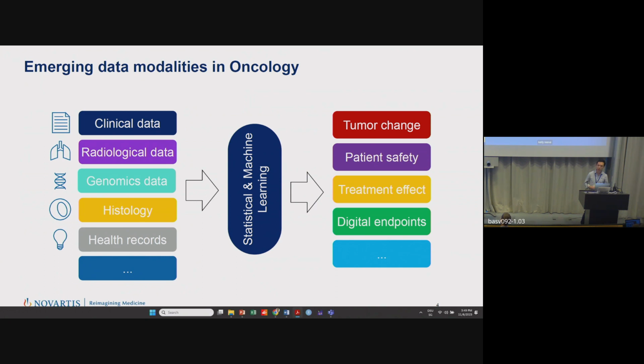Primarily, we look at tumor change. So those are typically to define how tumor progresses in different patients. But we also look at patient safety, when and how patients can experience adverse events. And also look at if some patients will have a different treatment effect than the rest of the patient population. And of course, digital endpoints, which I'm sure there will be more case studies on in the later talks.